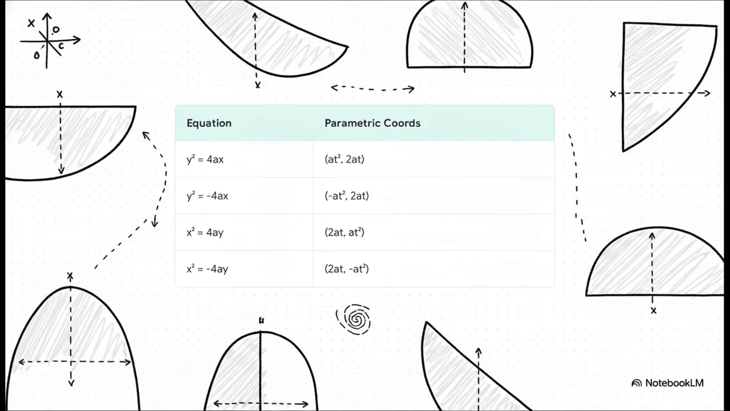Facing left, just make the x-coordinate negative. Facing up or down, you just swap the components around. It's kind of like a universal translation key for conic sections.